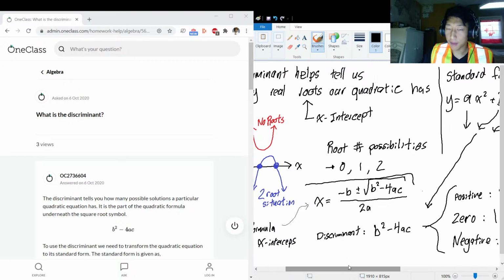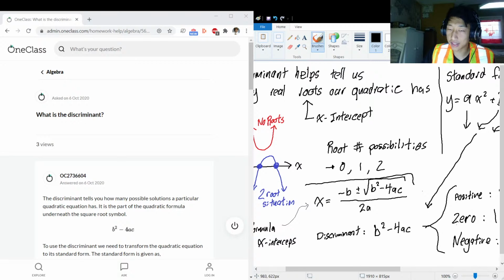So imagine this. If it's positive, we got a regular number here, so we got negative b plus minus a regular number, divided by 2a. That's going to give us 2 options, meaning 2 x values where we have roots, or x-intercepts. So that's what's going to happen if we have a positive number under the root of b squared minus 4ac: we're going to have 2 options for x coming out of our quadratic formula.